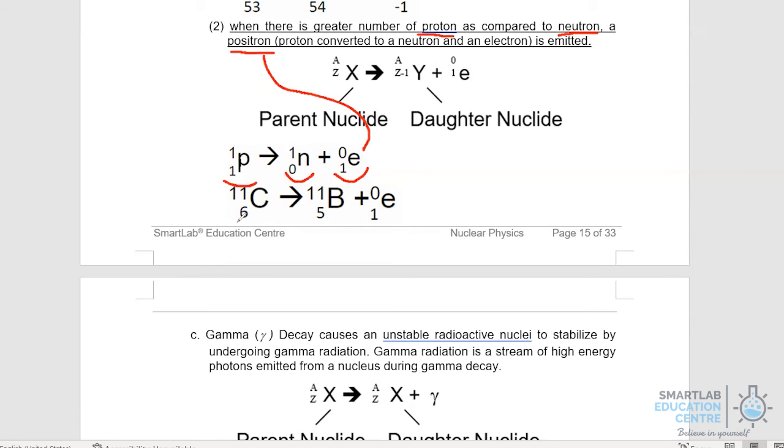And hence, in this nuclear reaction, carbon, which has a mass number of 11 and a proton number of 6, undergoes beta emission to produce boron with the same mass number of 11, but the proton number has decreased from 6 to 5. In the process, a positron has been emitted.